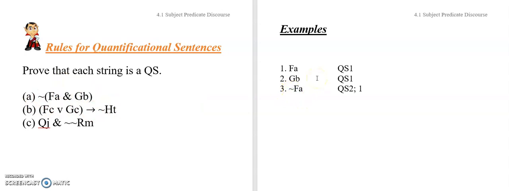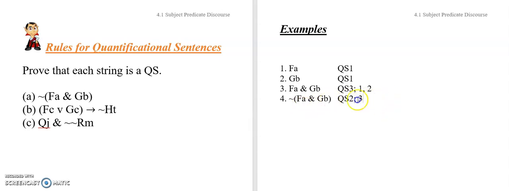So what we want to do instead is we want to do FA and GB, and that's going to be QS3 on lines 1 and 2. So that allows us to build this whole construction right here, which is nice. You can pause this at any point and try to finish it yourself, but after this, it's just going to be not (FA and GB) by QS2 on line 3. So applying the negation rule.